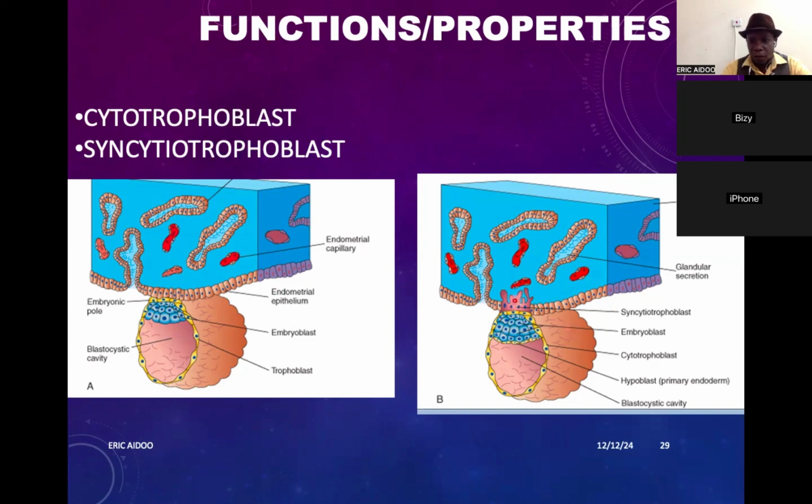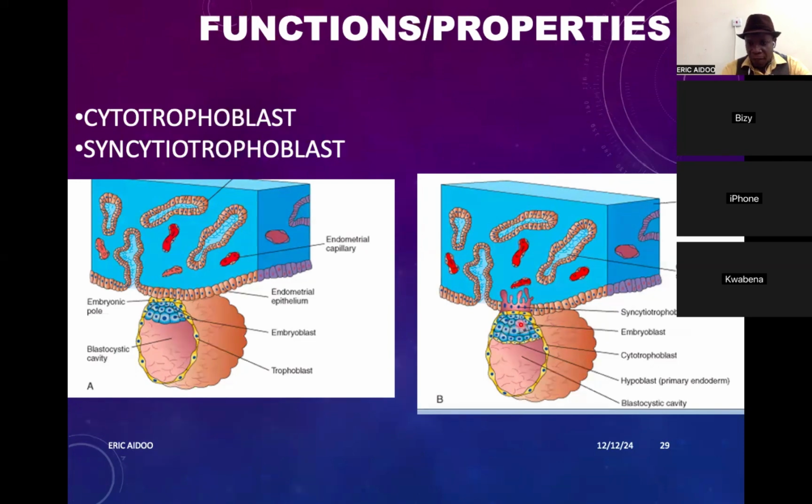Then the syncytiotrophoblast has started forming. So now you can see that the blue region we call the embryoblast or inner cell mass has now gotten a new friend in yellow beneath it. So that is the hypoblast or primary endoderm. Primary endoderm. And you still have the cytotrophoblast there and then syncytiotrophoblast. So what has now appeared is the hypoblast. And this usually occurs in the second week.